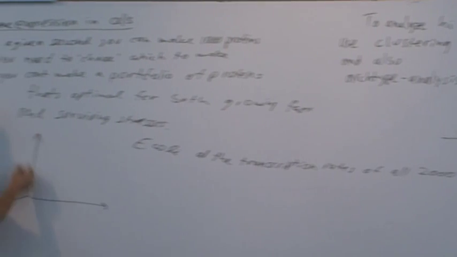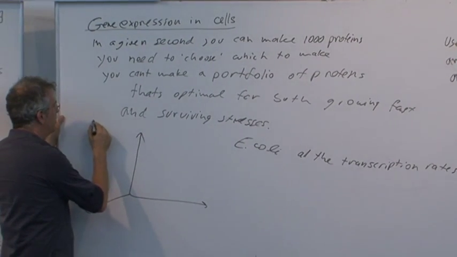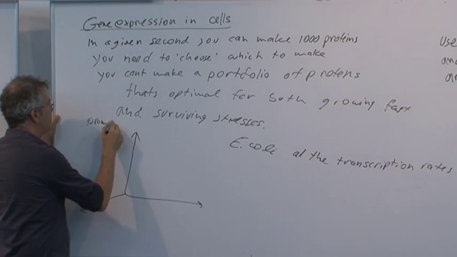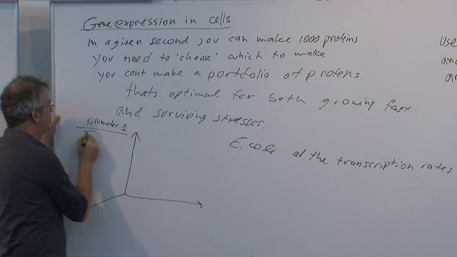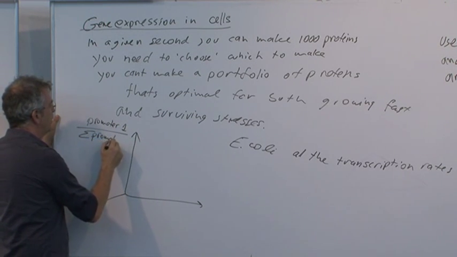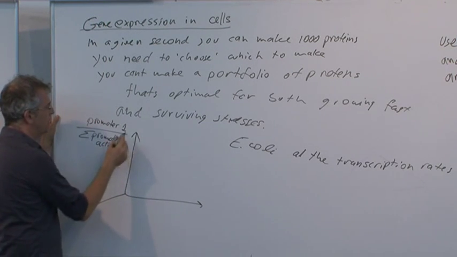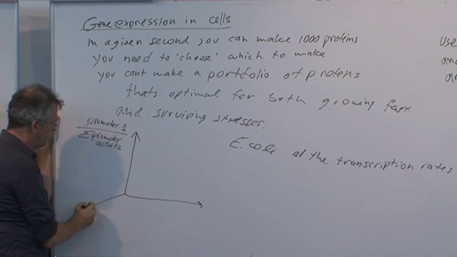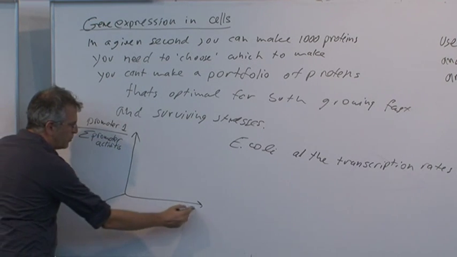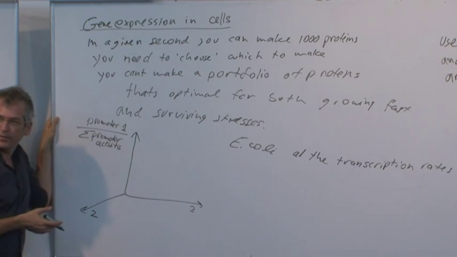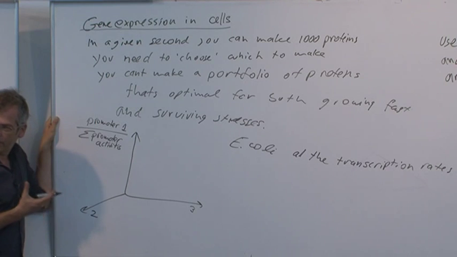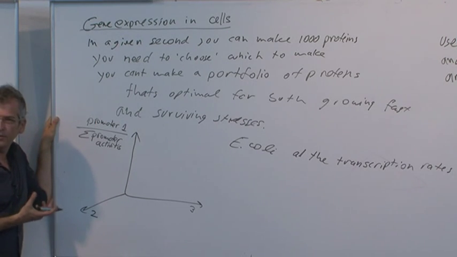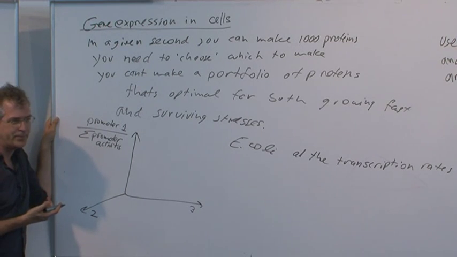So here, on this axis, for example, is promoter 1 divided by the sum of all the promoter activities. So this is the fraction devoted to one of those 2,000 promoters. And here's promoter 2, promoter 3. It's a 2,000-dimensional space. So we're not talking about low dimensions here. We're talking about serious high dimensions, right? With the curse of dimensionality, all the problems of high dimensionality.